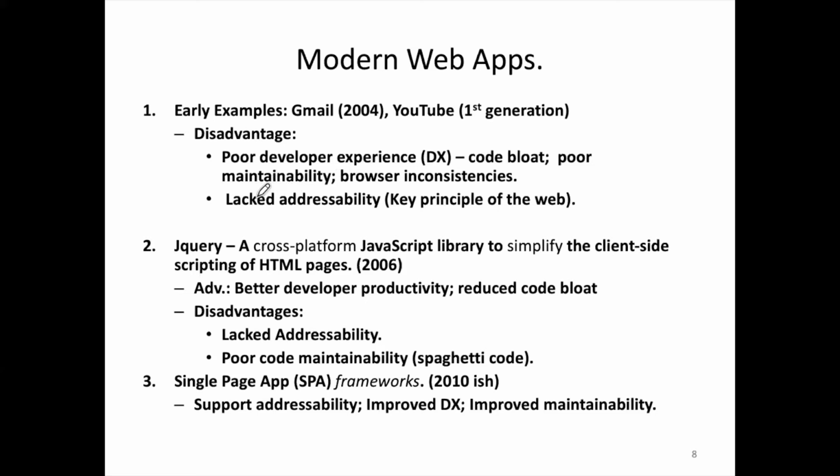Also, what I'm saying here is that these early client-side rendering web apps lacked addressability. Addressability is one of these standard key principles of the web. In the static website world, if you're navigating a static website and you click on a link and a page changes, the URL in the browser's address bar changes as well. So for every page that you navigate to in a static website, each page has its own unique URL. That's what we call addressability.